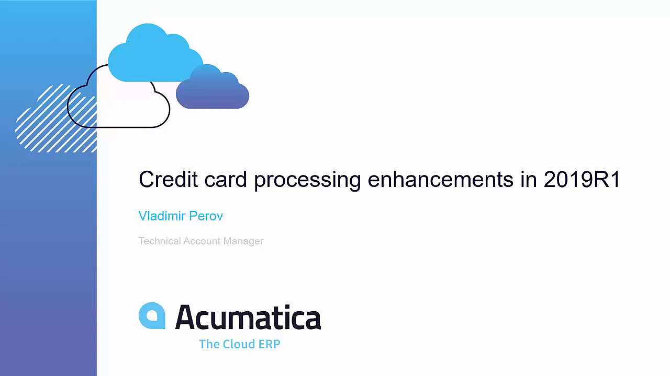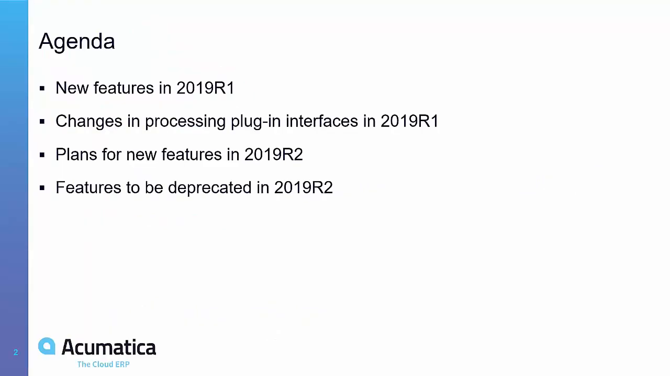Thank you, Mark. Hello everyone. Today I'm going to tell you about credit card processing enhancements in 2019 R1. We have several new features that I want to show you, and implementing them required us to make some changes on the technical side. There are new interfaces added to processing plugins, changes in business processes, and new screens, and that's what I'm going to tell you about. So: new features in 2019 R1 from the user standpoint and from the technical standpoint.